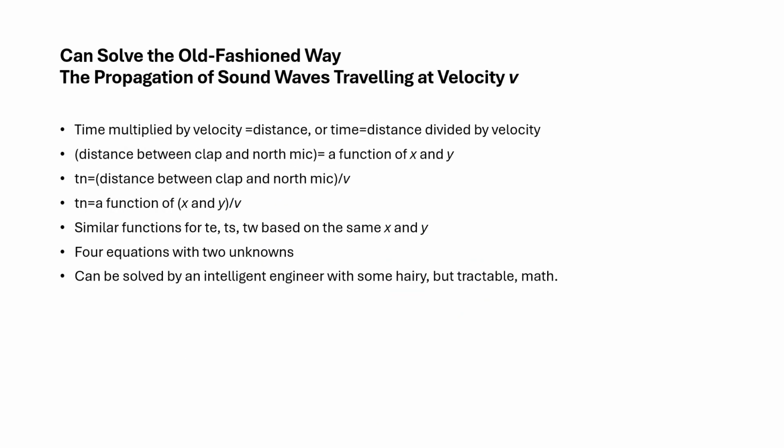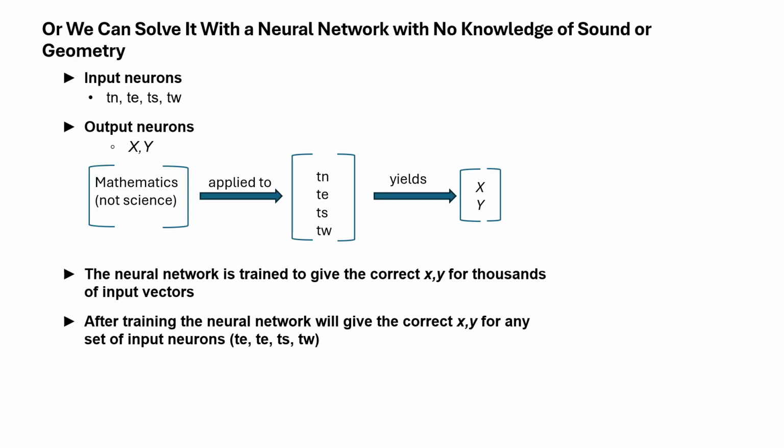If you took a little dive into this, you'd come up with four equations with two unknowns. They can be solved by an intelligent engineer with some heavy but tractable math. But there's another way to solve this problem, which doesn't require knowledge of sound or geometry, and that's this concept of neural networks. So in this particular case, we're going to have input neurons.